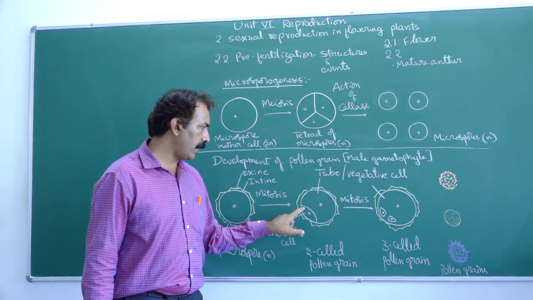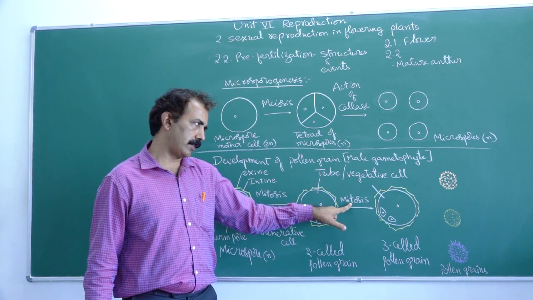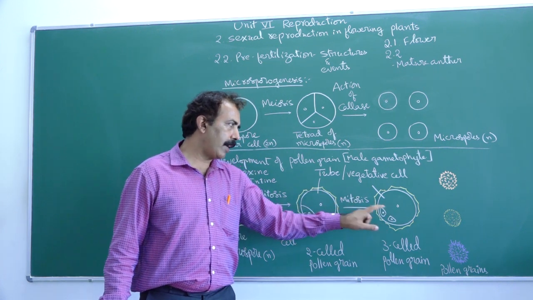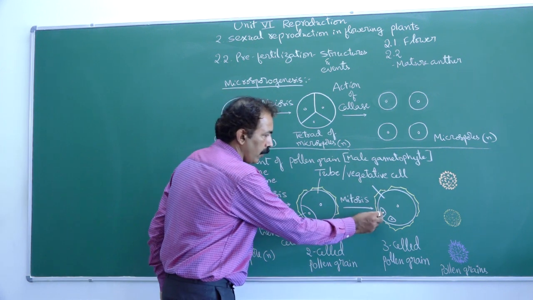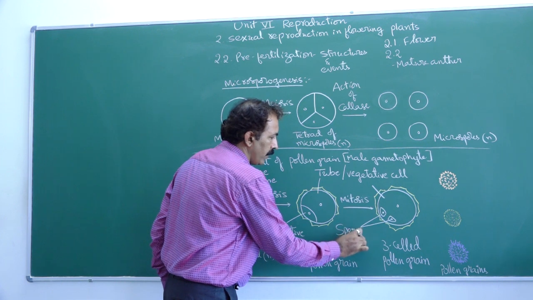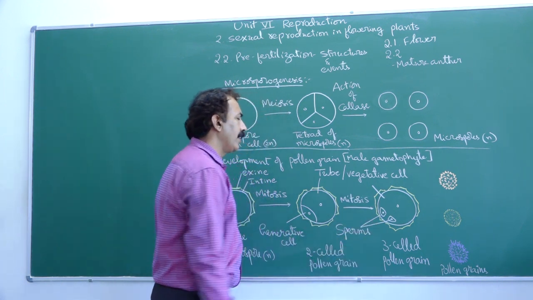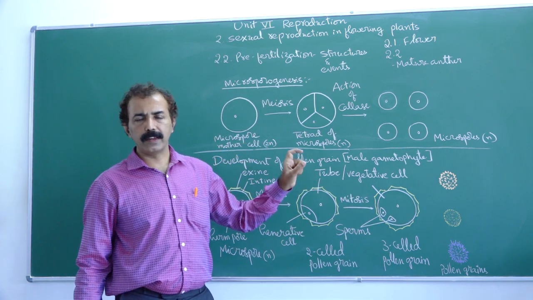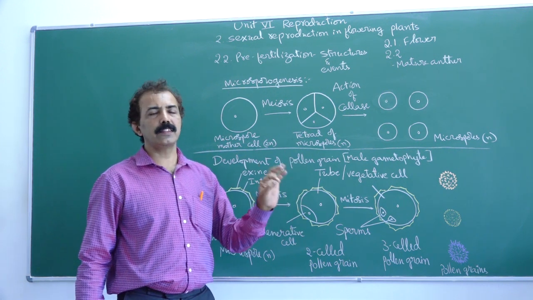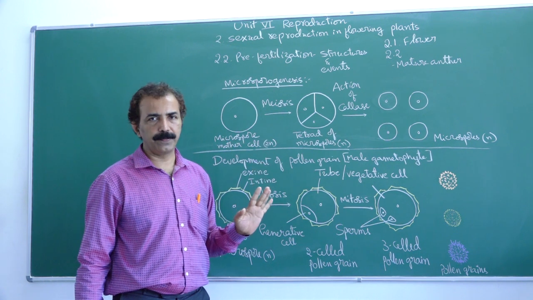The generative cell now undergoes mitosis. It will give rise to two male gametes. We call them sperms. These sperms are very special. You don't find any tail for those sperms. They are not having any tail. They are just some rounded off cells.